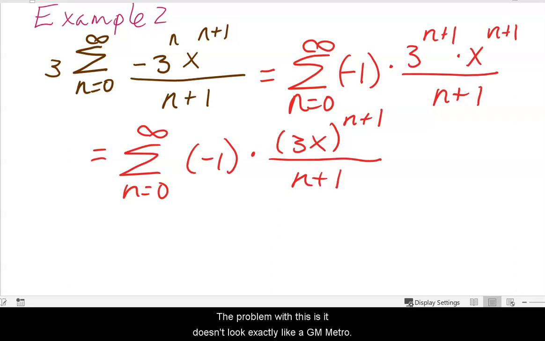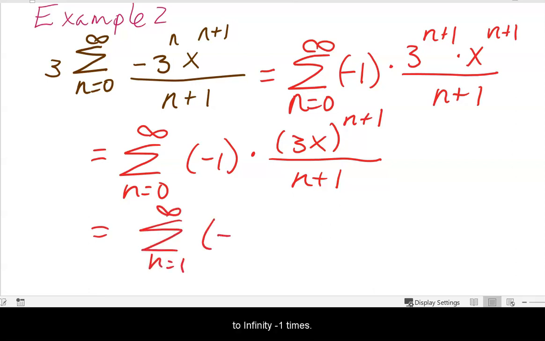Now the problem with this is it doesn't look exactly like a geometric series. In a geometric series, my r is being raised to the nth power, but here I have the n plus first power. This is easy enough to fix. If I want to back this up 1 and make this power n, I need to push the subscript forward by 1 and make it 1. That means that I can rewrite this in this form, n equals 1 to infinity, negative 1 times 3x, now raised to the nth power, divided by n.